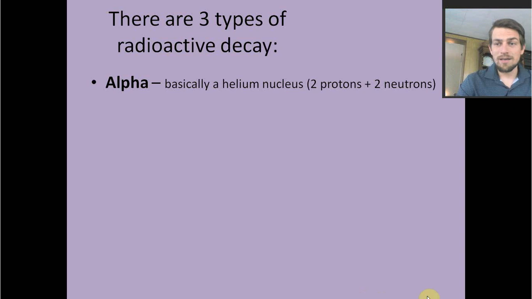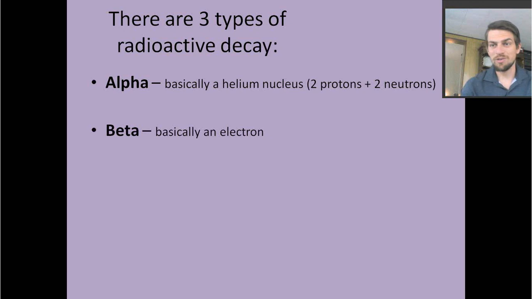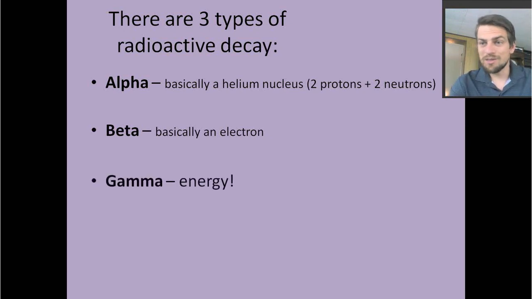The second kind is beta radiation. Now, beta radiation is basically just an electron being launched out, so just that tiny little electron particle. The third kind is gamma. And gamma radiation is the kind that is not a particle, but it's actually a form of energy. It's actually electromagnetic radiation that gets launched out of the nucleus. And it is actually the most dangerous as well.